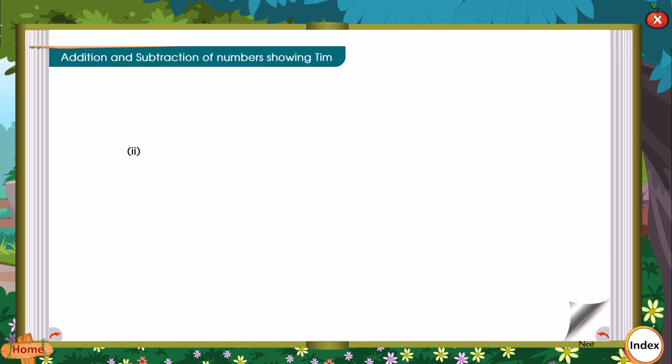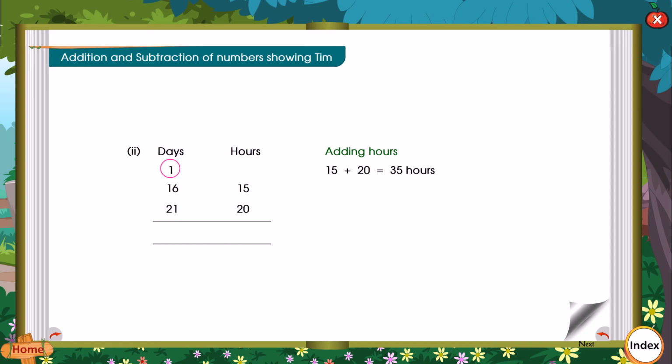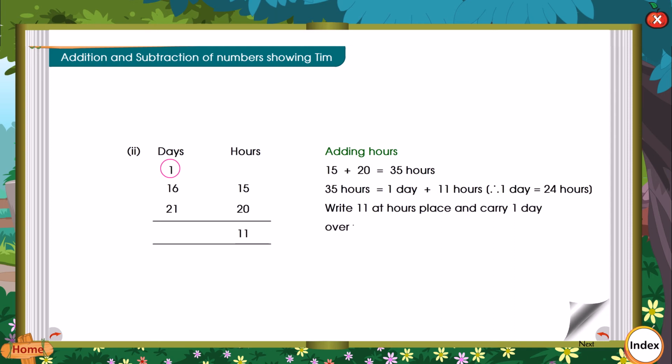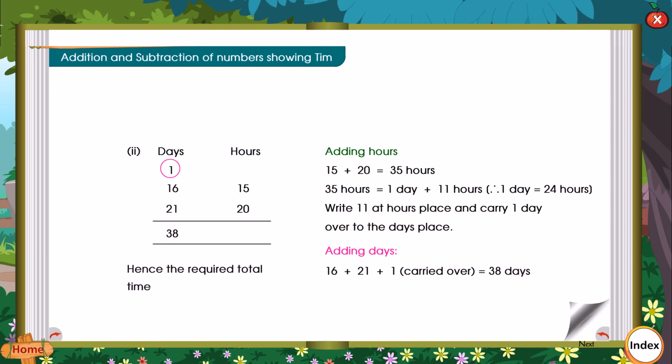2. Days, hours. Adding hours, 15 plus 20 is equal to 35 hours. 35 hours is equal to 1 day plus 11 hours, as 1 day is equal to 24 hours. Write 11 at the hours place and carry 1 day over to the days place. Adding days, 16 plus 21 plus 1 carried over is equal to 38 days. Hence, the required total time is 38 days 11 hours.